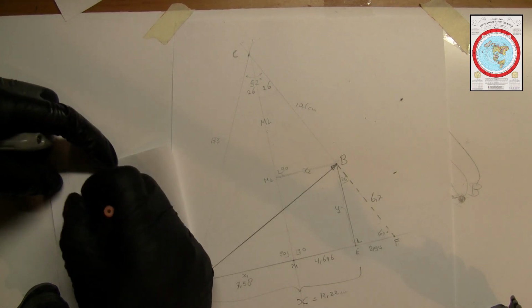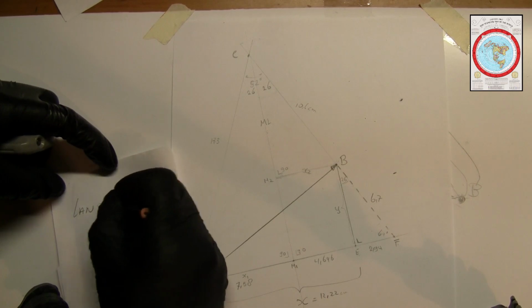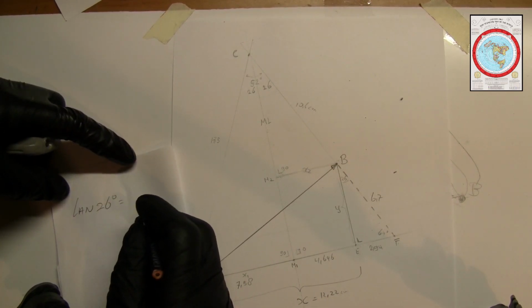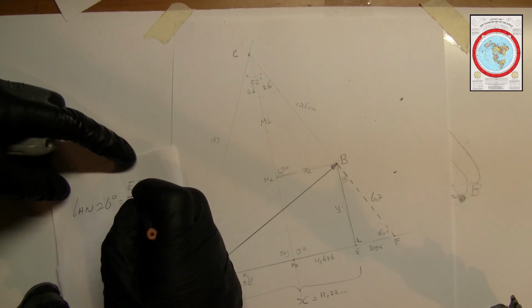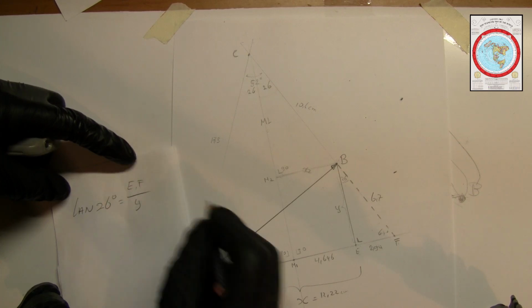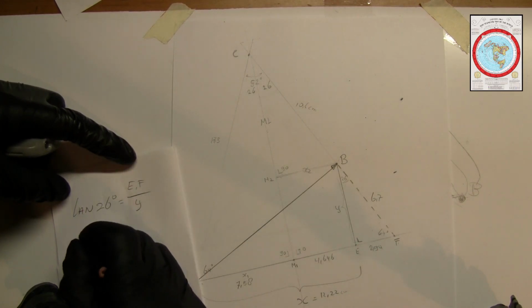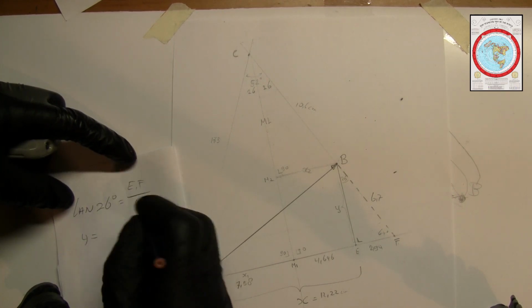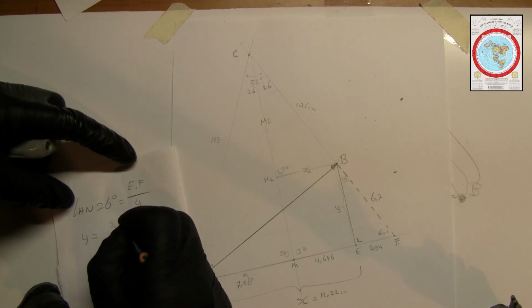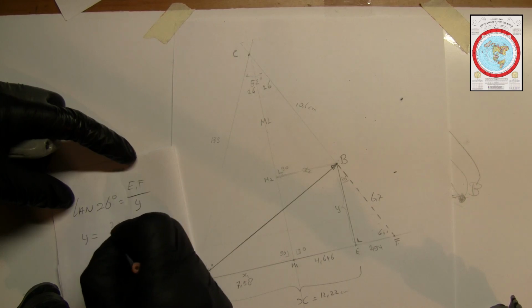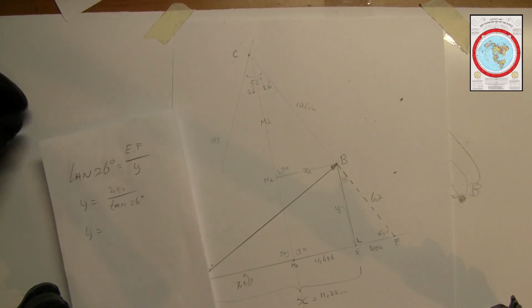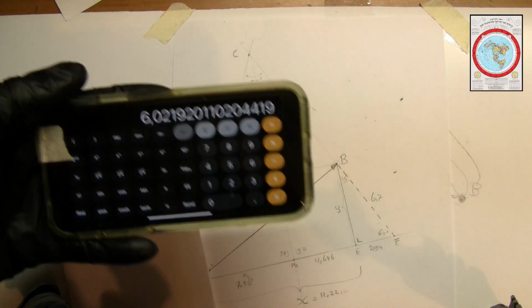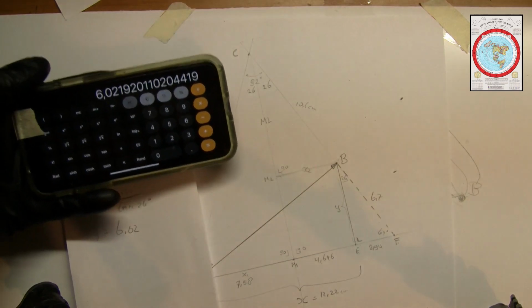In this case we can use the tangent. So the tangent of 26 degrees is EF divided by y. So y is EF, 2.94, divided by the tangent of 26 degrees. And if you do the math correctly with all the digits, you will get this number, 6.02. So this is the y.